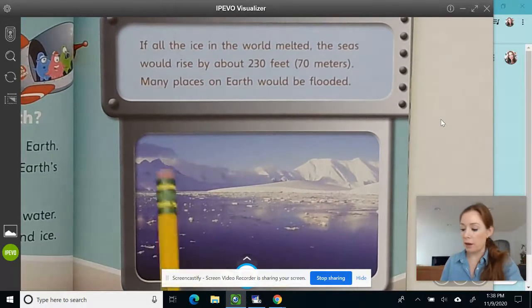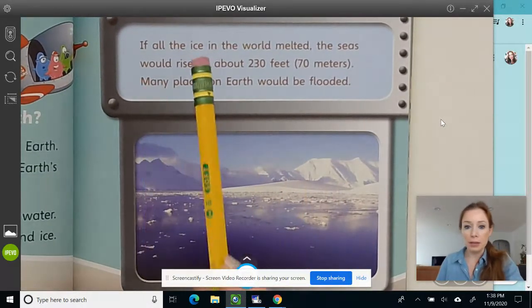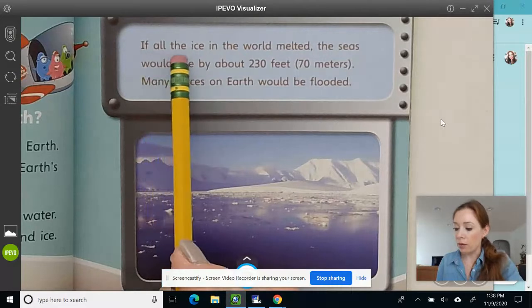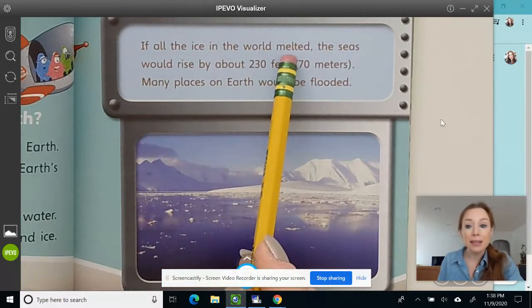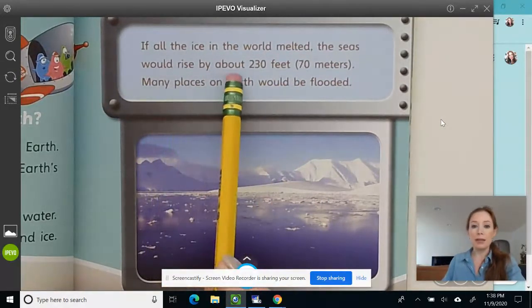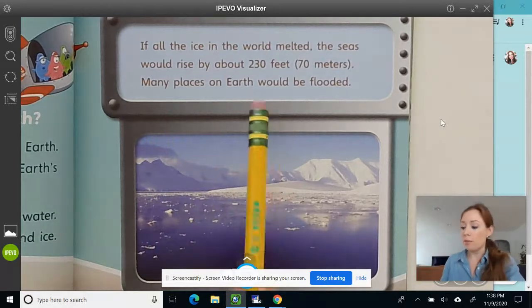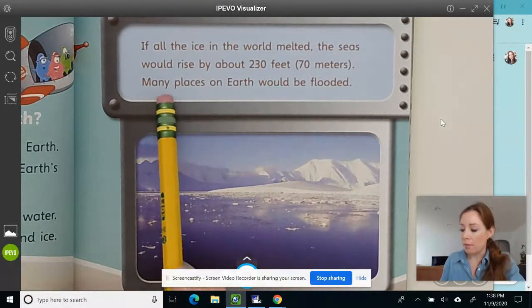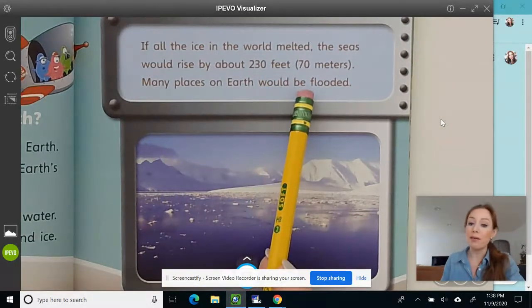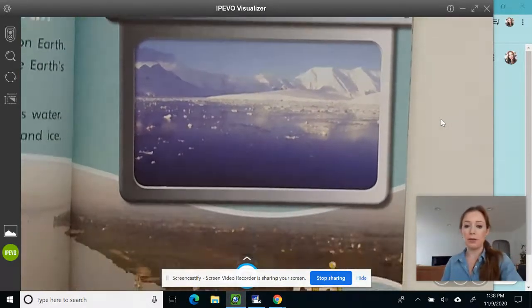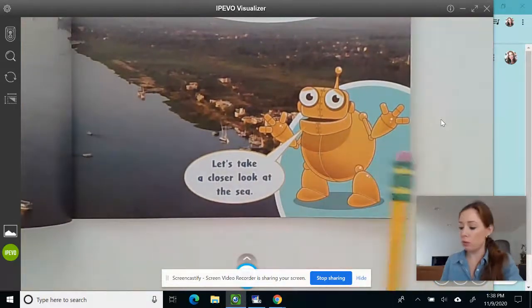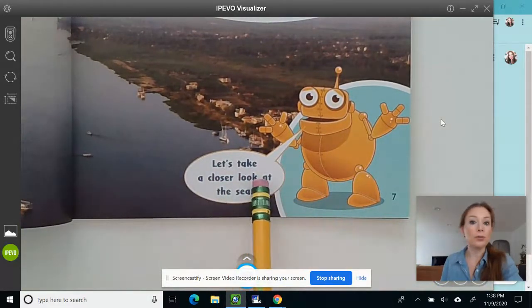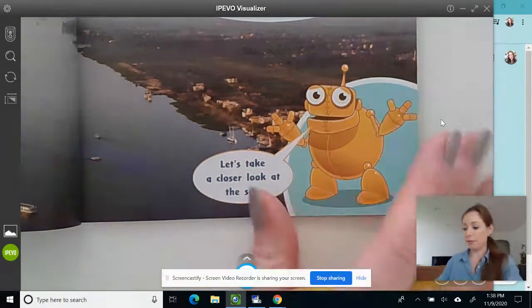Here we see another photograph, and this says, if all the ice in the world melted, the seas would rise, that means to go up, by about 230 feet, 70 meters. Many places on Earth would be flooded. That is not good. And here we have our pal Zudu, who says, let's take a closer look at the sea.